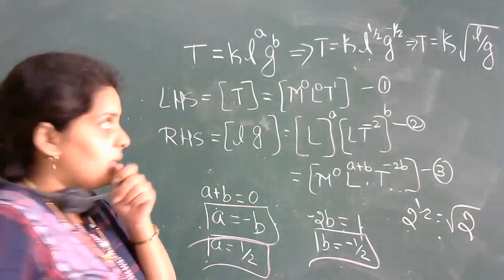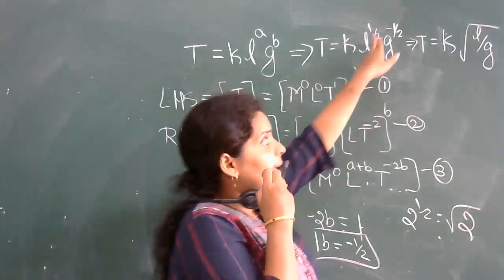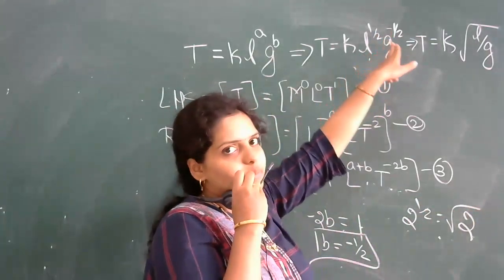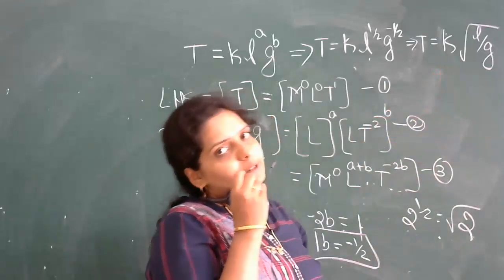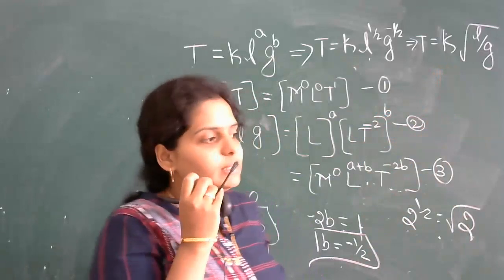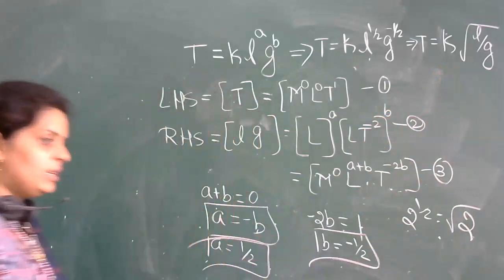Correct? So in the same way, I have here L raised to 1 by 2, G raised to minus 1 by 2. Therefore, I have written it as what? Under root of L divided by G. Now is it clear to everyone?